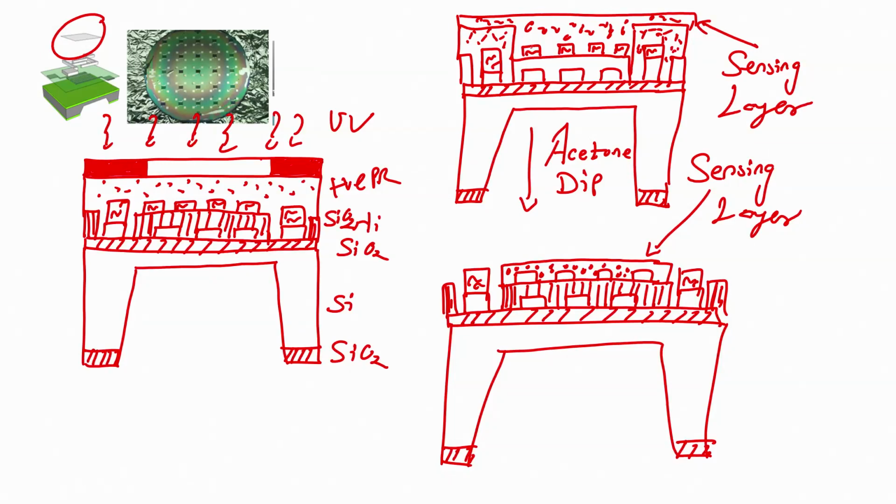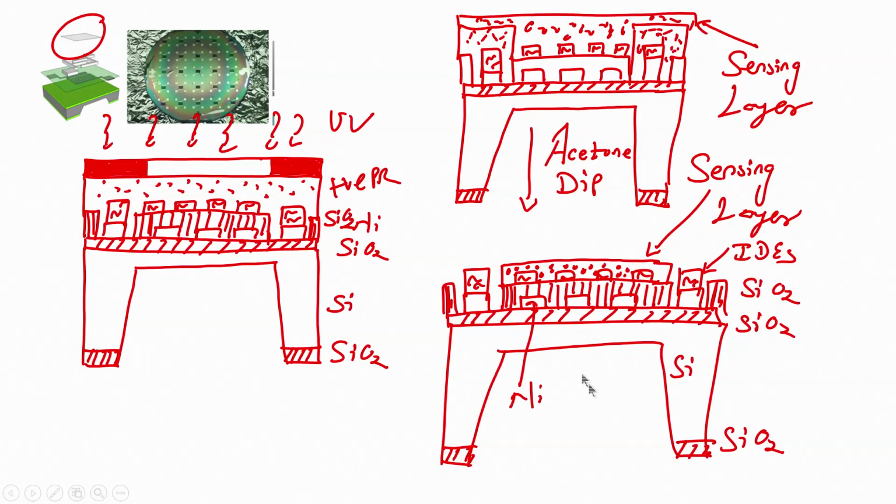So, when I deposit the sensing layer on this kind of pattern and dip the wafer in acetone, I will have a sensing layer. I have interdigitated electrodes, right. I have silicon dioxide, I have a silicon diaphragm, and I have my nickel microheater. You see, this is your complete sensor, and bulk micromachining is where I have etched my silicon.